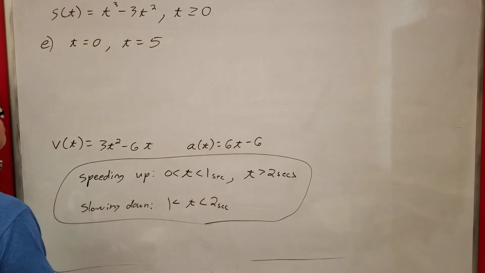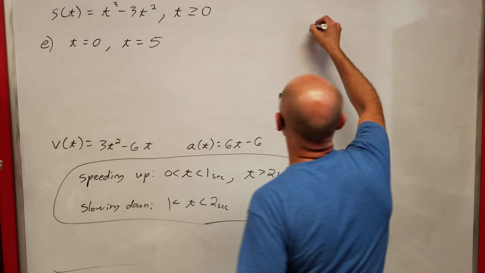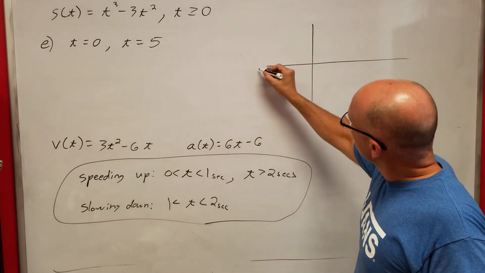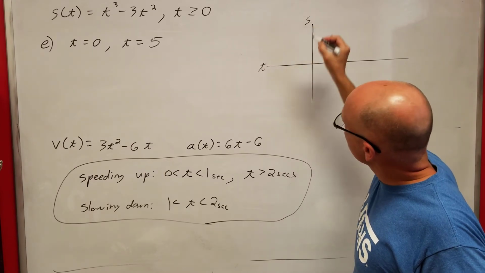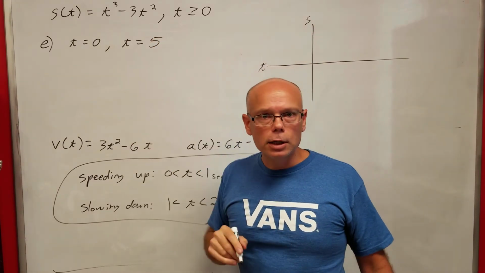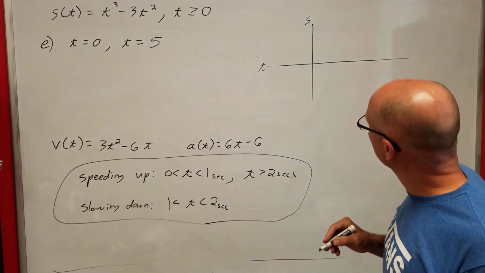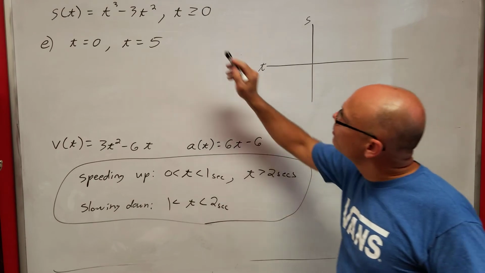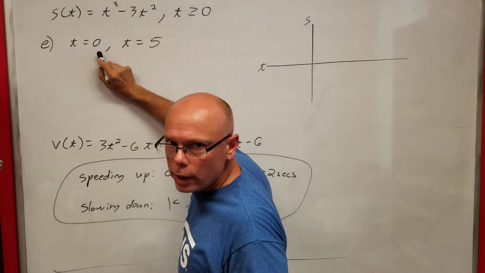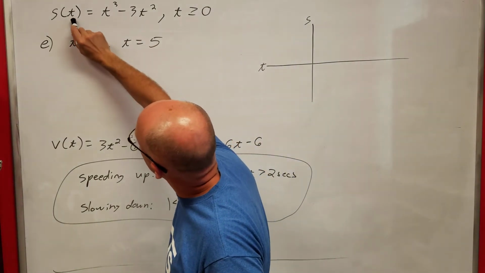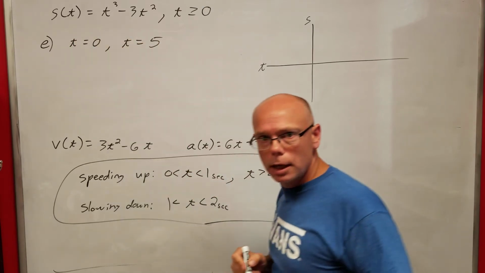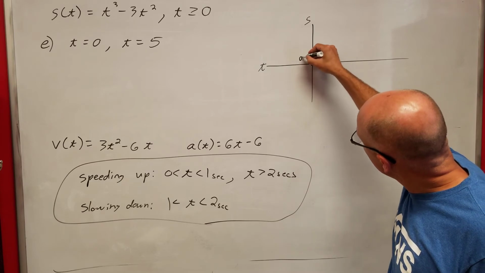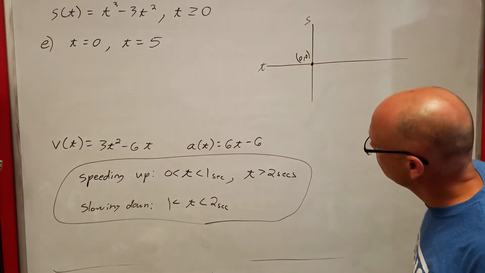Well, let's see. Let me do just a very rough sketch of this graph, okay? Here's t, here's s. We're looking at graphing a position function here, okay? Now, what's going to happen with this graph? Well, at 0 seconds, where am I at? At 0 seconds, if I plug in 0, I get out 0, right? So at 0 seconds, I'm at 0 feet.